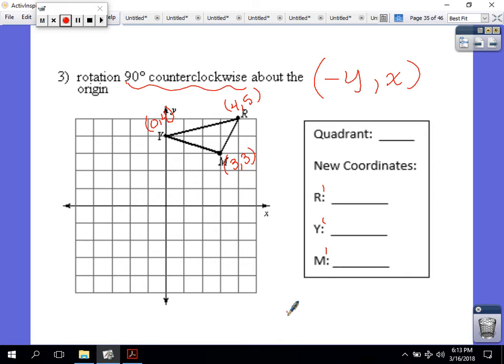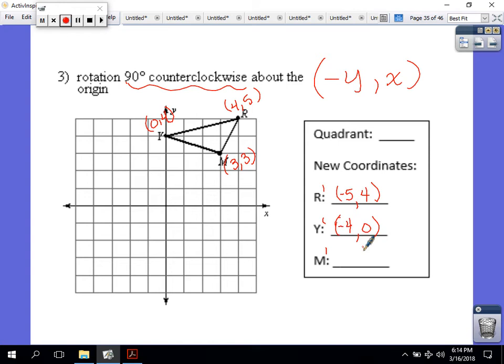Here we go. All right, so let's start with r. So the 4 is going to stay the same and go to the second position, and the 5 becomes its opposite, negative 5, and moves into the x spot. So negative 5, 4. All right, for point y, 0, 4, the 0 is going to move into the second position, and then 4 becomes negative 4, moves up to the front, the first position.